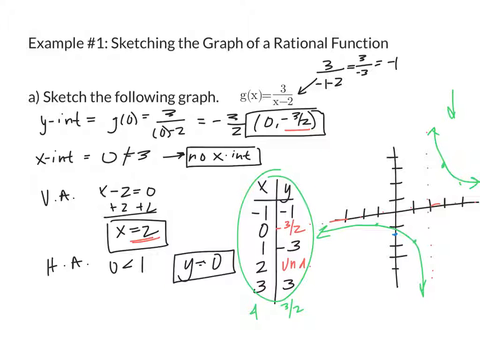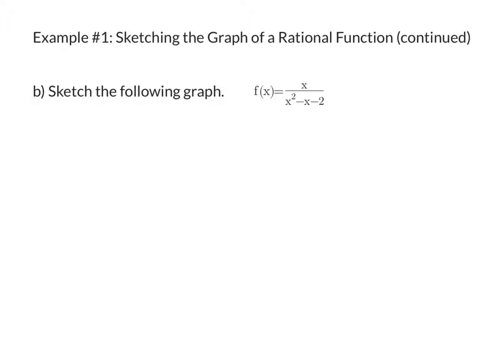And again, you can take a look at your graphing calculator and you would see a similar graph. All right, let's look at our next problem. We need to sketch the following information. So again, let's start over with our y-intercept. So to find the y-intercept, remember that means to make all of your x's 0. So that'd be 0 over 0 squared minus 0 minus 2. That's really 0 over negative 2, which makes this 0. So our y-intercept is 0, 0.